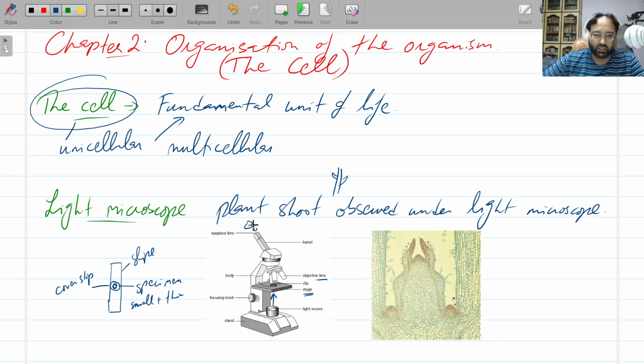That's supposed to be an eye. So that's how you observe it. For example, when we take a plant shoot, as I mentioned, this is what it looks like. So you can see tiny compartments. That's what a piece of an organism looks like.